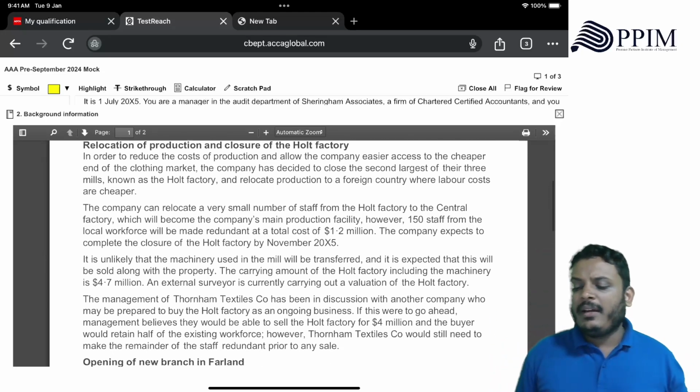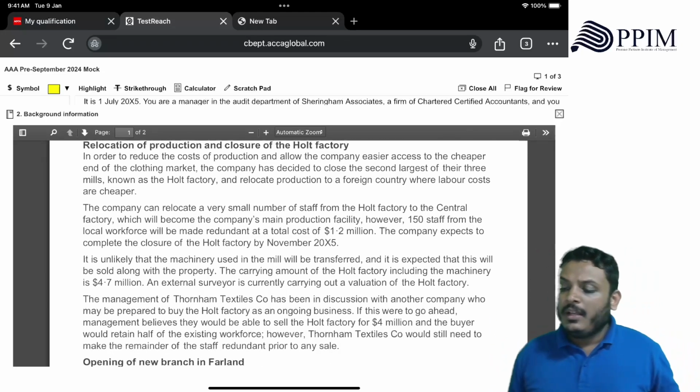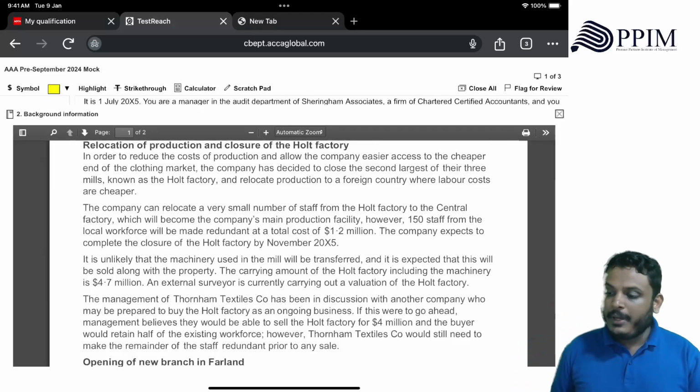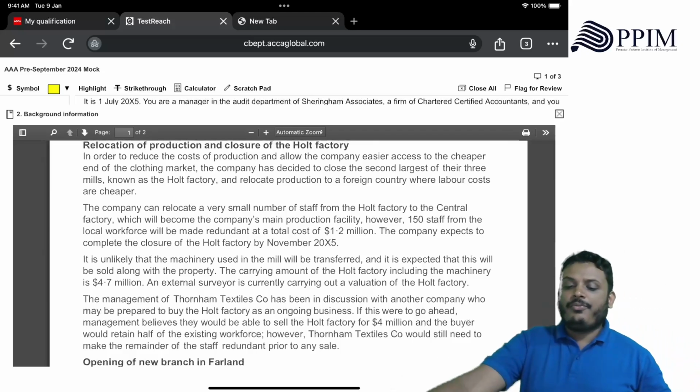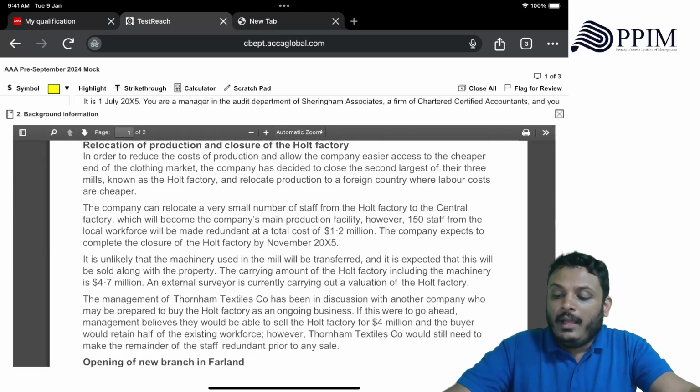The company can relocate a very small number of staff from the Holt factory to the central factory, which will become the company's main production facility. However, 150 staff from the local workforce will be made redundant. At a total cost of 1.2 million, the company expects to complete closure of Holt factory.